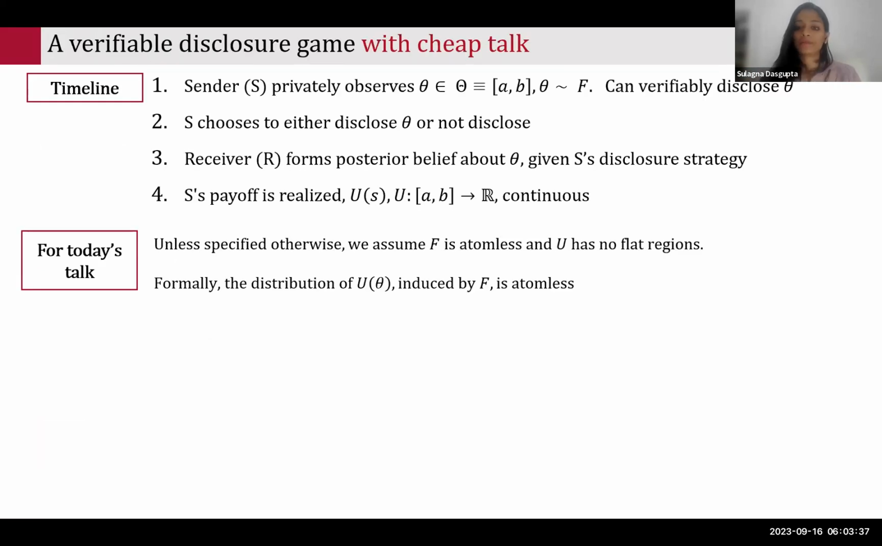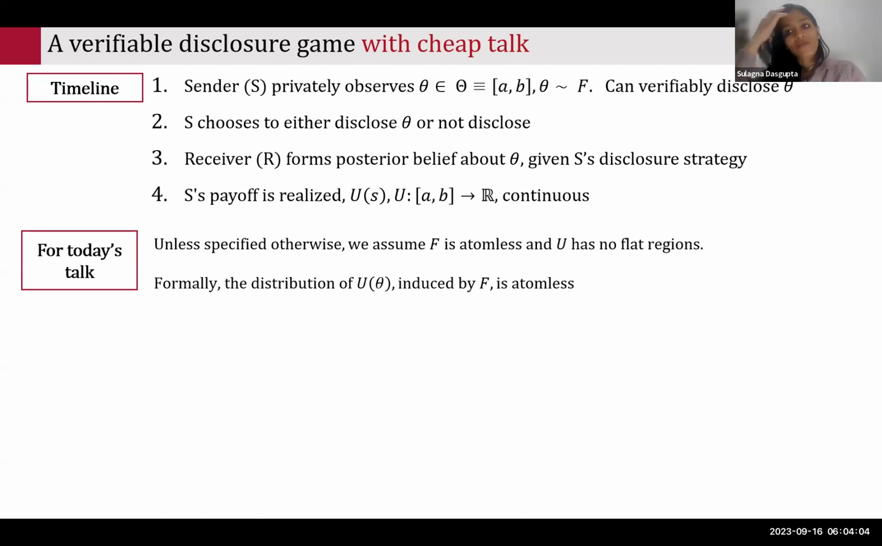So here's the model. The baseline model is a relatively standard single-dimensional verifiable disclosure model. So we have a sender-receiver game of strategic communication. We have a sender that privately observes a one-dimensional state distributed on some compact interval according to a publicly known prior capital F. For today's talk, we assume capital F is atomless.